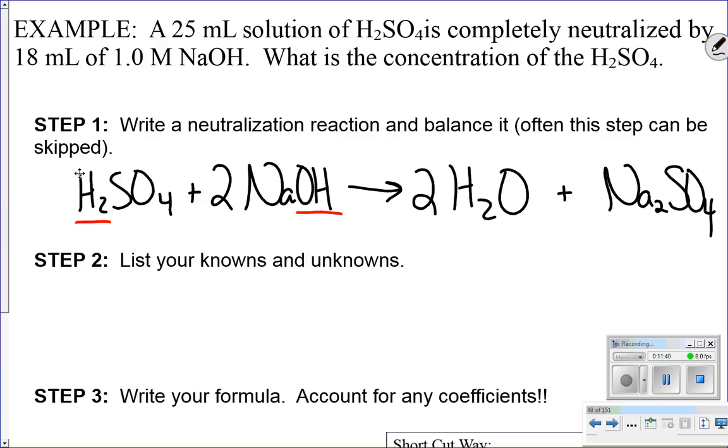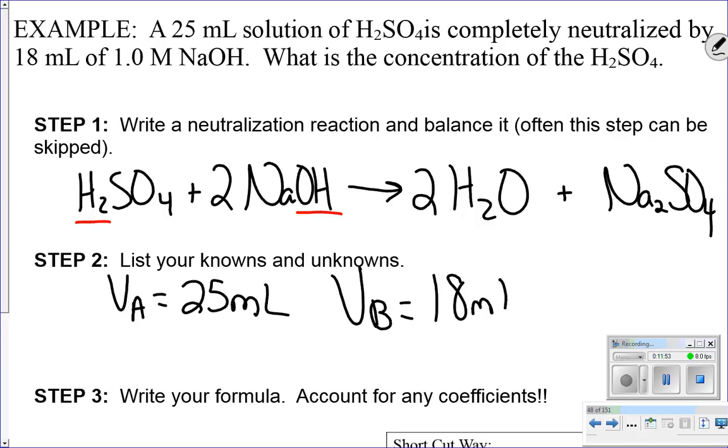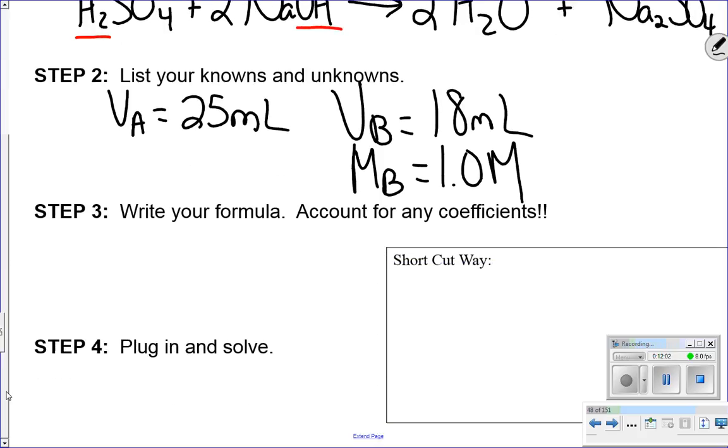So I'm going to go ahead and list my knowns and unknowns. My first number given is a volume of acid, which is 25 milliliters. This is completely neutralized by 18 milliliters of 1 molar sodium hydroxide. So I'm going to write my formula: MaVa equals MbVb. By accounting for coefficients, what I mean is I need to tell people that each mole of my acid gives me 2 acidic protons.